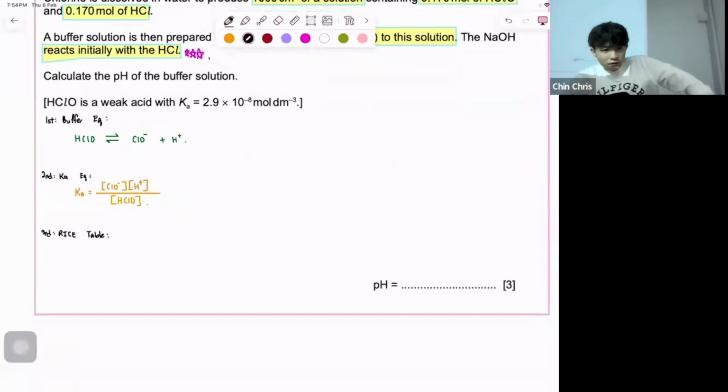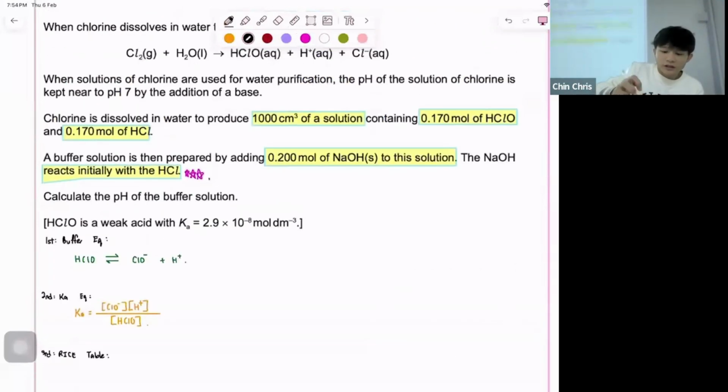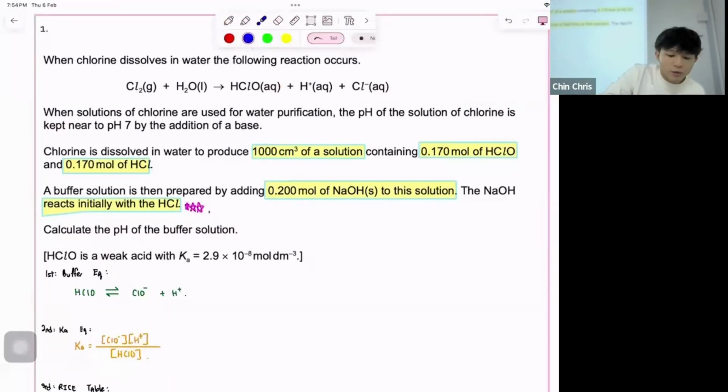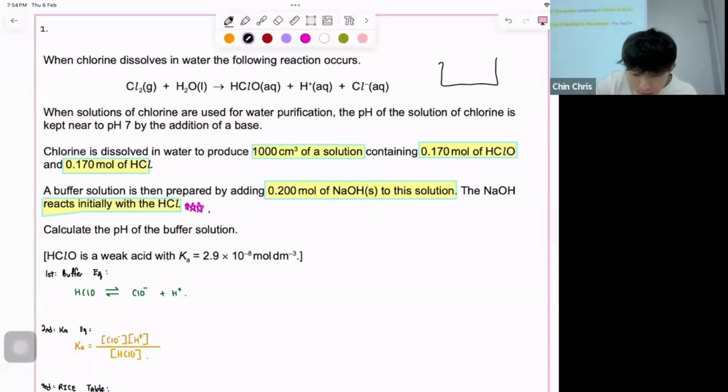In order for you to do it, you have to read the question first. They say a buffer solution is prepared by adding NaOH to this solution. And this solution itself, guys, imagine this, solution itself has HCl and HClO, correct? Each standing at 0.17 mole. First, they say this amount is added. Just imagine I'm throwing 0.2 mole of NaOH in it.